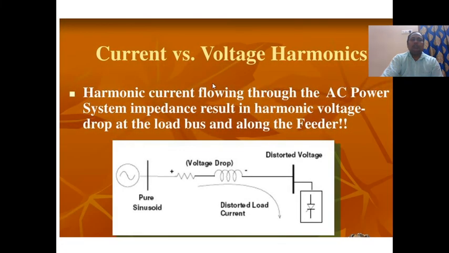So, current versus voltage harmonics. The harmonic current flowing through the AC power system impedance results in harmonic voltage drop at the load bus and along the feeder. If you observe the diagram, this is a sinusoidal power supply system, that is, a generating system. There is a purely non-linear device, which causes a voltage drop and distorted load current. Whenever the supply comes from the source to the load end, because of these non-linear devices, distorted voltage will appear across the load.